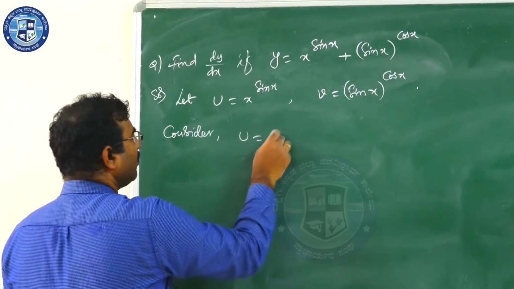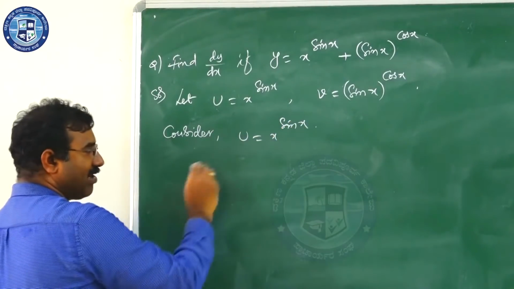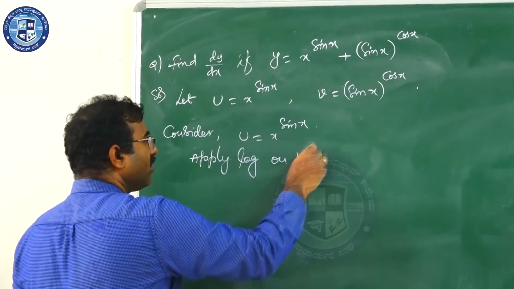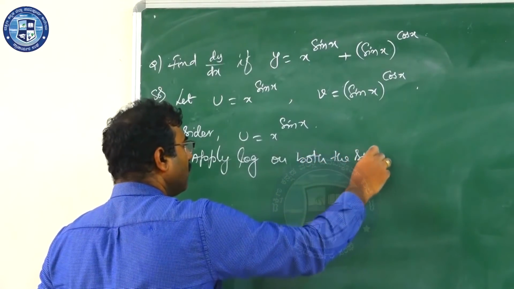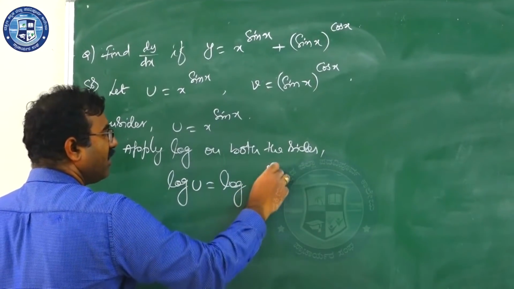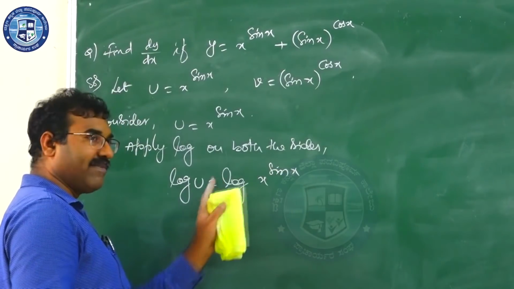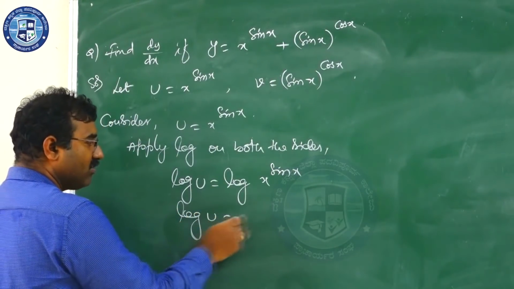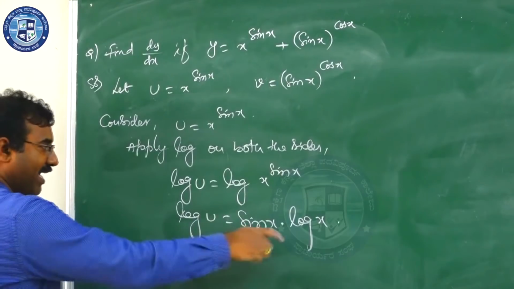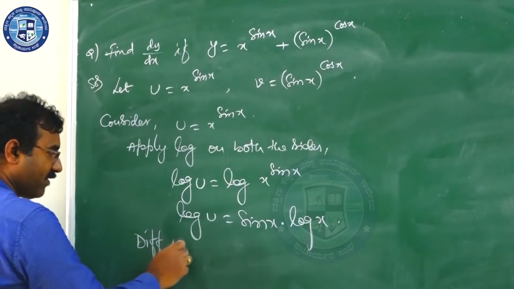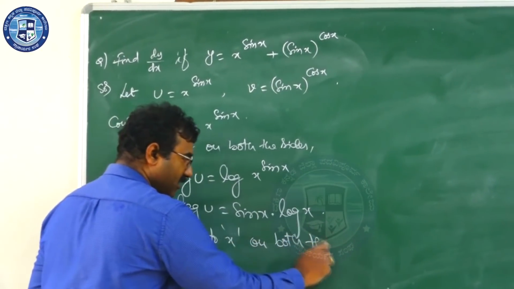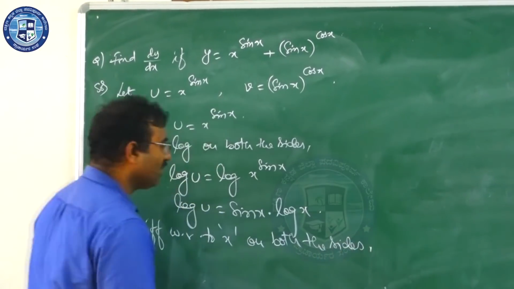So we consider u is equal to x power sin x. Apply log on both sides. So what happens? log u is equal to log x power sin x. The sin x will go to the front of the logarithm. So log u is equal to sin x into log x. Okay, now differentiate with respect to x on both sides. What happens?